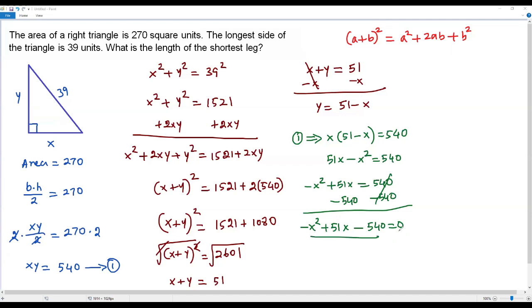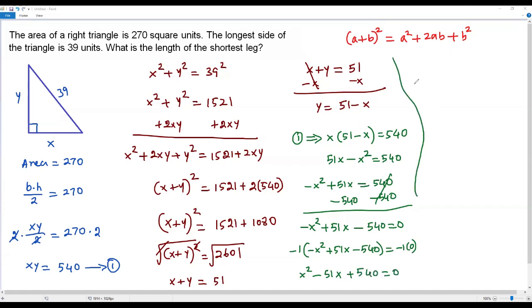That is, we have everything on the left side, and on the right side we have 0. To make the leading term positive, we have to multiply both sides of this equation by negative 1. Here the leading term is negative, and to solve this equation, usually you keep the leading term positive. So we multiply both sides by negative 1. Negative 1 times negative x squared, plus 51x, minus 540 equals negative 1 times 0. So negative 1 times negative x squared is just positive x squared. Negative 1 times positive 51x is negative 51x. Negative 1 times negative 540 is positive 540, equals negative 1 times 0, which is 0.